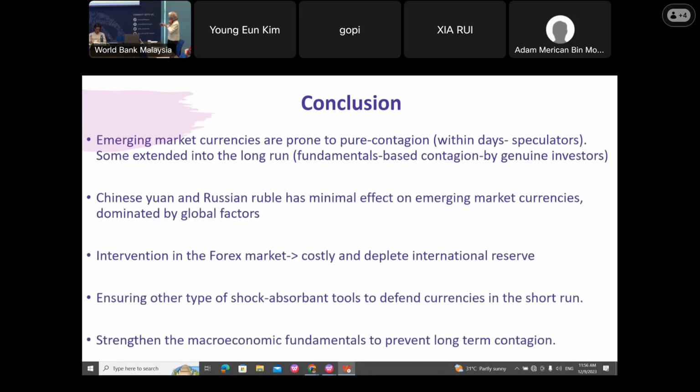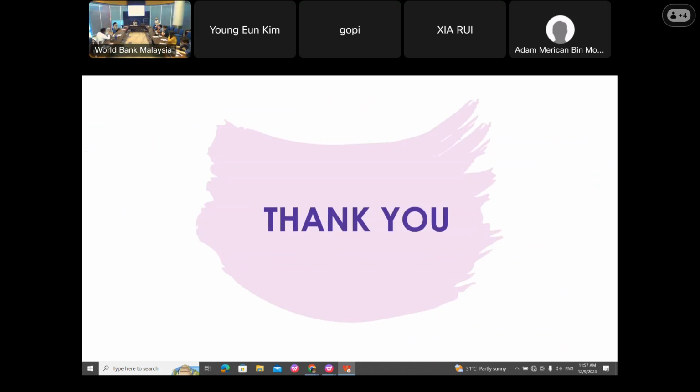So then the Chinese yuan and Russian ruble have minimal effect on emerging market currencies, which are more dominated by the global factors. Intervention in the forex market can be costly and can deplete international reserves, and it can bring other negative consequences because you're running out of your international reserves. So ensure other types of shock absorbent tools to defend currencies in the short run, and then strengthen the macroeconomic fundamentals to prevent long-term contagion. So that is all I have.